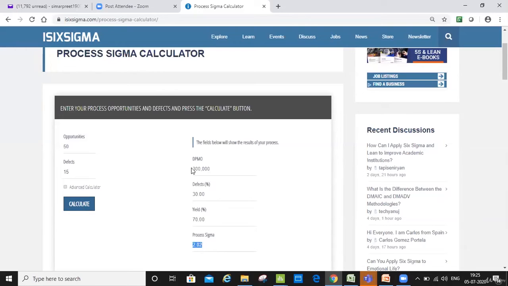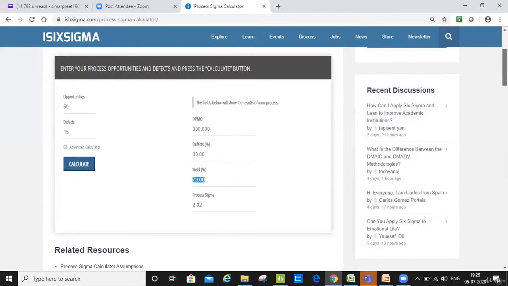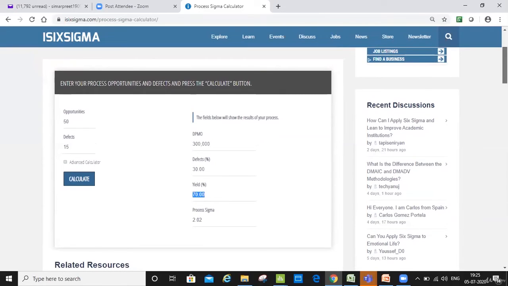It has also calculated your DPMO. It has calculated your defects percentage. It has also calculated the yield percentage. So if you want to calculate the sigma level, you can use either the formula or you can do it here. So if you notice, 1.5 has already been added here because this is something where we are currently looking at the current performance.